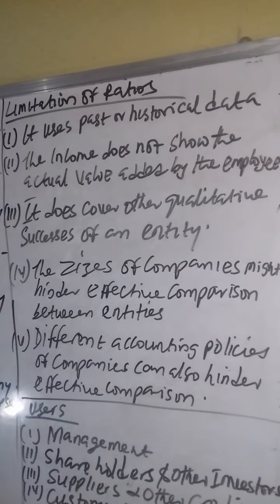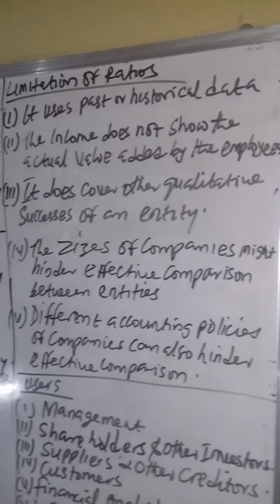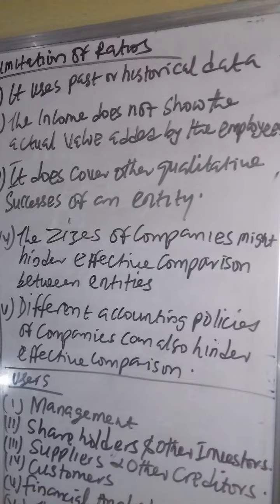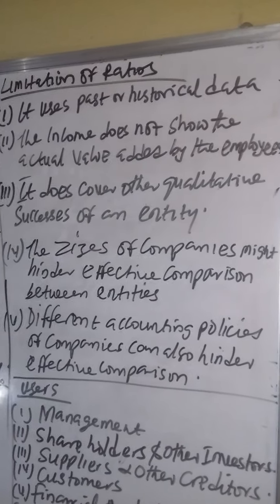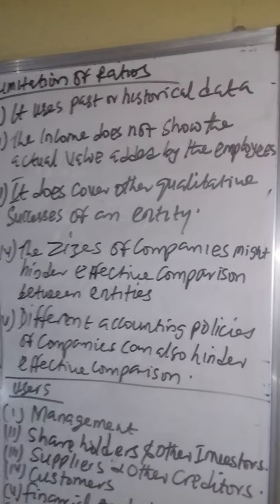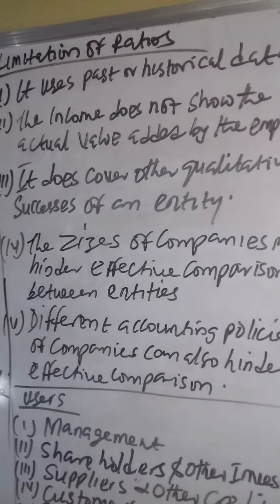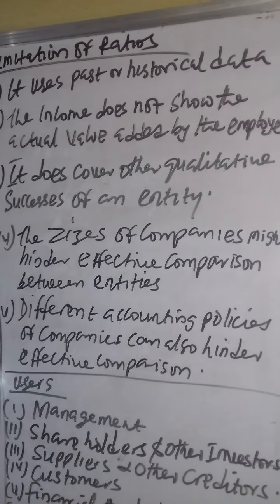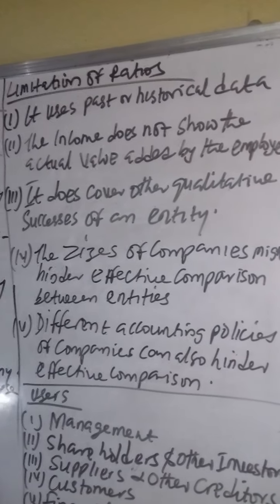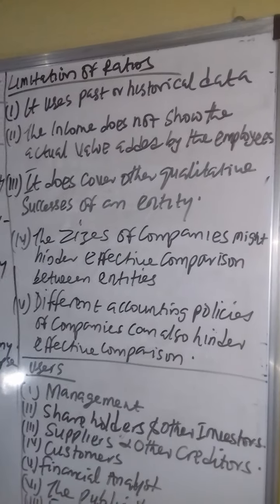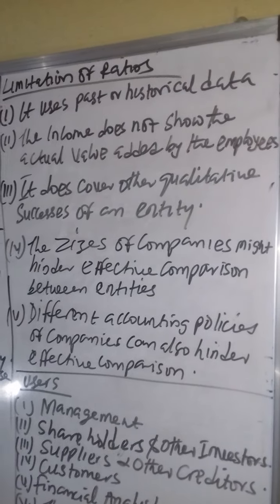Number 3, it does not cover other qualitative successes of an entity. An entity that is providing environmental value additions, only ratio analysis cannot solve the problem. That's why we have environmental reporting now and a global approach to reporting all the benefits that entities provide while existing in an environment. Number 4, the size of companies might hinder effective comparison between entities.